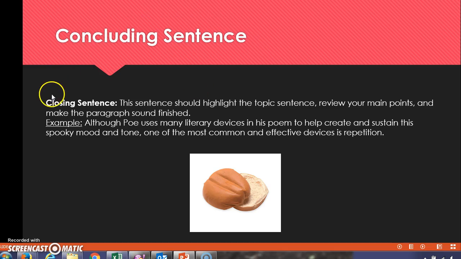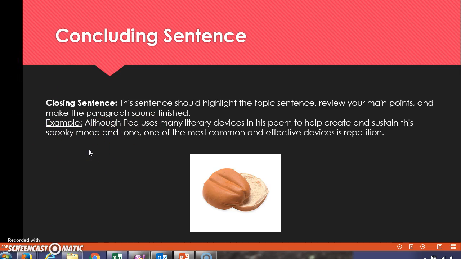Your concluding sentence is a sentence that should highlight the topic sentence. So you're going to kind of restate the main ideas in your topic sentence. You're going to review your main points, and you're going to make the paragraph sound finished. So it works as a summary sentence. Here's an example.